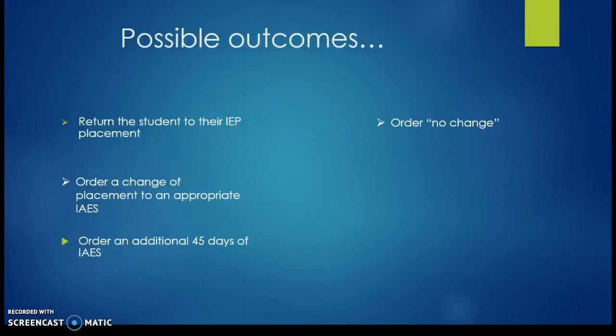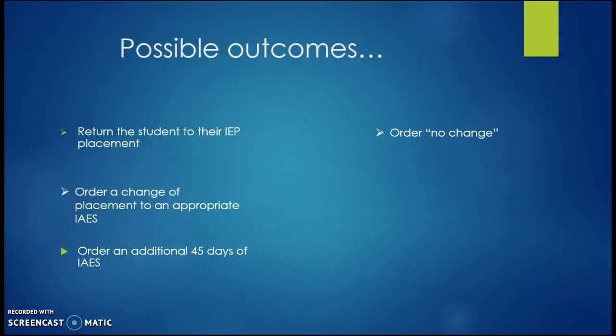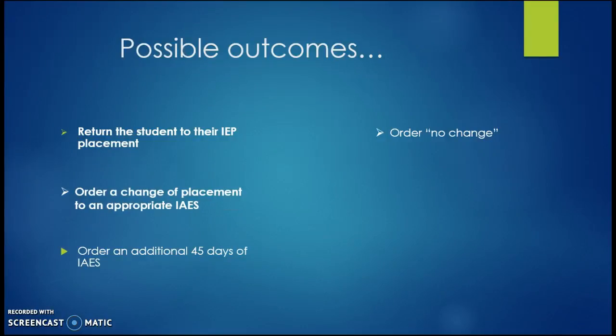Once this has been requested, there are a few possible outcomes. The hearing officer could return the child to the placement they were removed from, essentially their IEP placement. They could order a change in placement to an appropriate interim alternative educational setting for no more than 45 days. The officer could order an additional 45 days of IAES, or the officer can uphold the manifestation determination or the interim alternative educational placement. In effect, the officer could order no change.